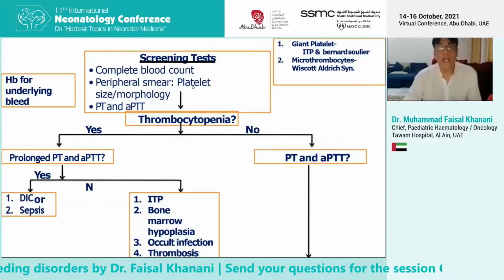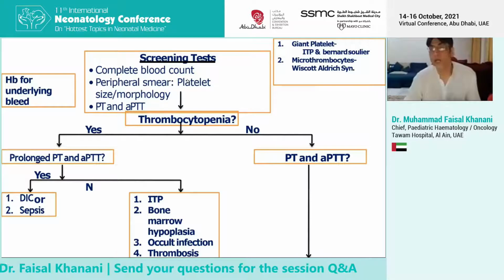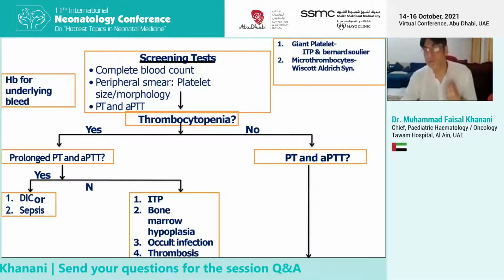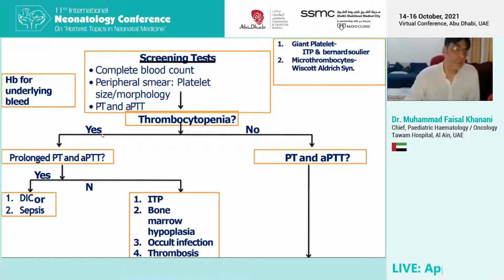When you look at any patient, the basic thing is your complete blood count. You have to ask for a smear. If you see giant platelets, maybe ITP or Bernard-Soulier. Then you look at the APTT and PT. Is this with thrombocytopenia or not? If you have thrombocytopenia, which is yes, then you ask, is the PT and APTT prolonged?